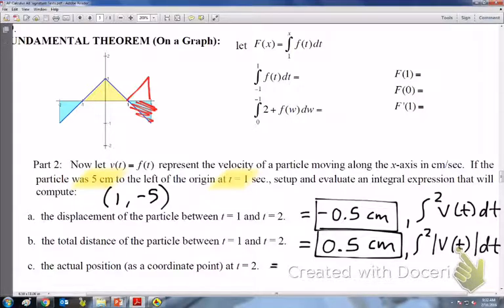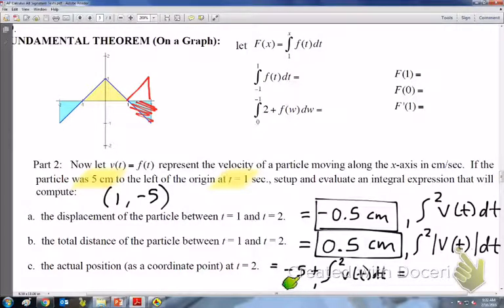And then last but not least, it wants the actual position as a coordinate point at t equals 2. So this would be where it started. Remember we had this initial condition at negative 5. So I know that it starts at negative 5, and then we add the distance that it's accumulated between 1 and 2. So the integral from 1 to 2 of v of t dt is the distance that it's accumulated.